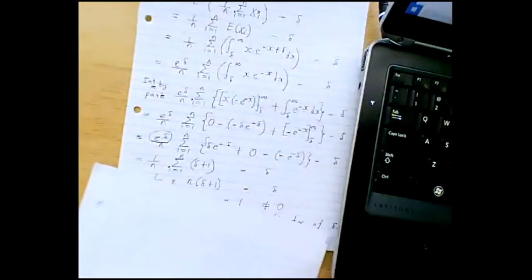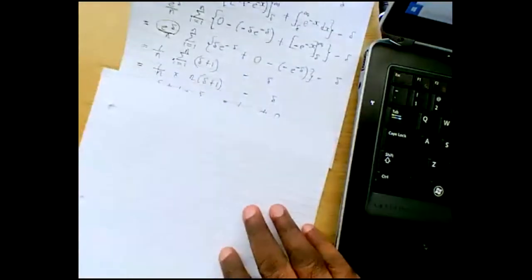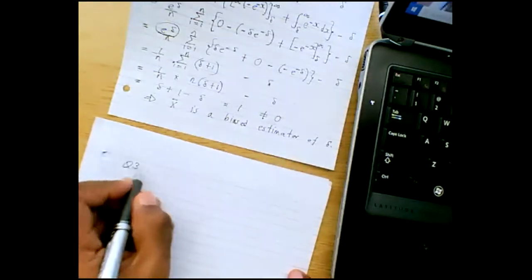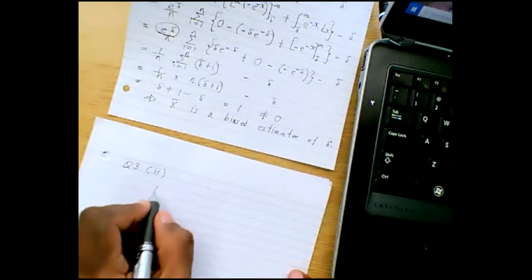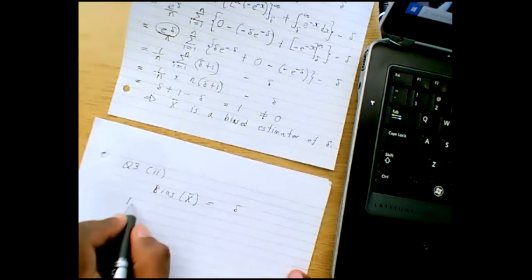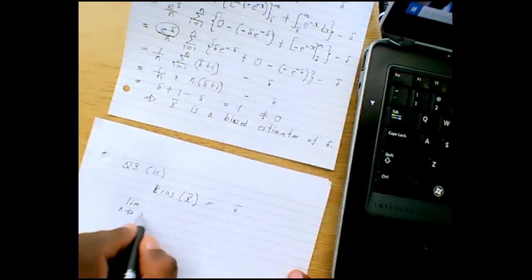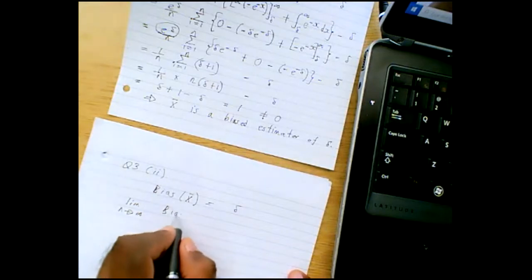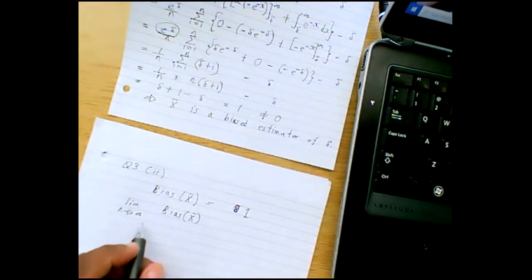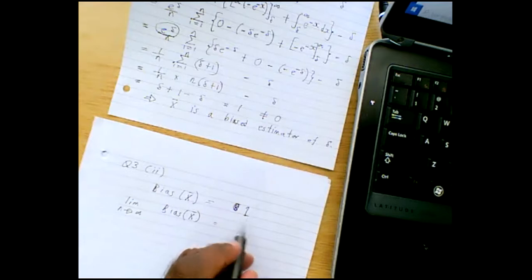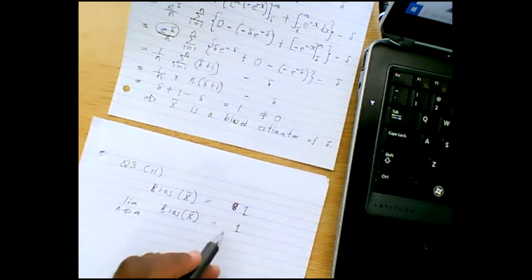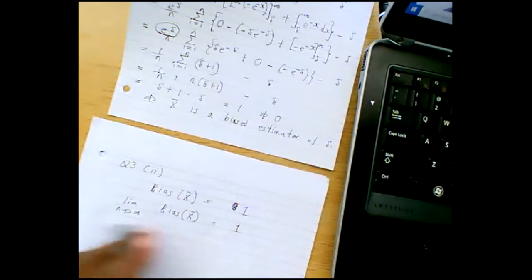All right. So that's the first part of question number 3. The second part of question number 3 is asking you for the bias, which we have already found out. The bias is equal to 1. And it's also asking you what happens to the bias as n goes to infinity. As n goes to infinity, the limit of 1 is 1, because 1 is a constant. It doesn't depend on n. All right, so the limit is also equal to 1.